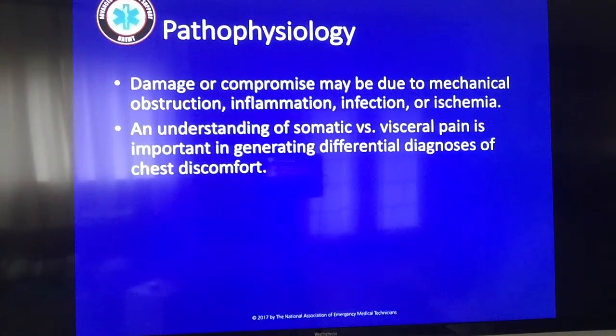Some of this could be due to obstructive, hemorrhagic, or hypovolemic causes, and we could have distributive type shock that's going on.